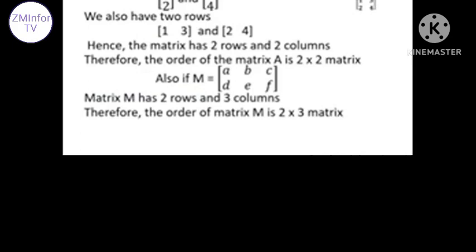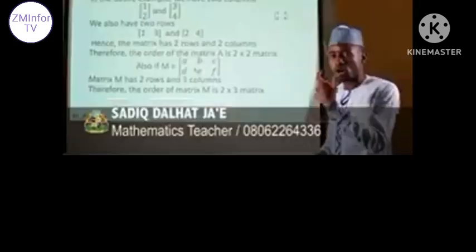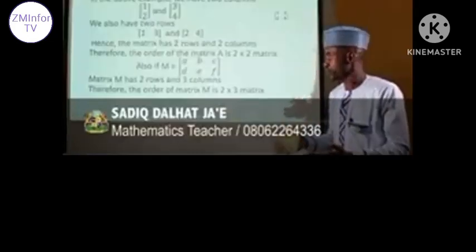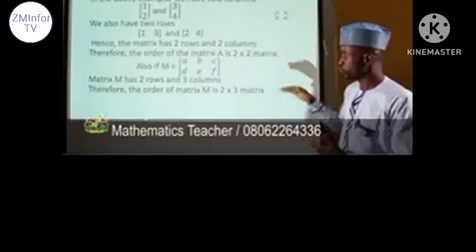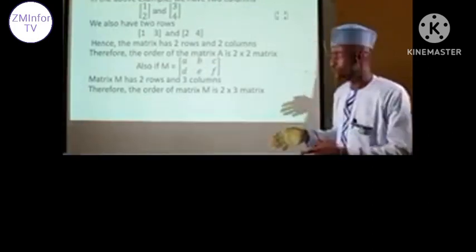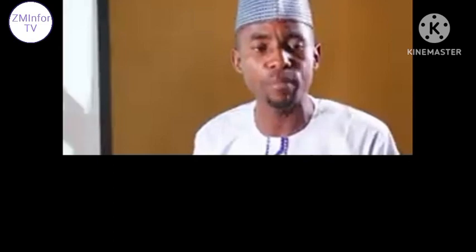Also, if matrix M is given as A, B, C, D, and E, matrix M has 2 rows, but it has 3 columns. Now the order of this matrix is referred to as a 2 by 3 matrix. Reason? Because it has 2 rows and 3 columns. You first count the number of rows, then you count the number of columns. Therefore, in this matrix, we have only 2 rows and 3 columns. Therefore, the order of this matrix is 2 by 3.